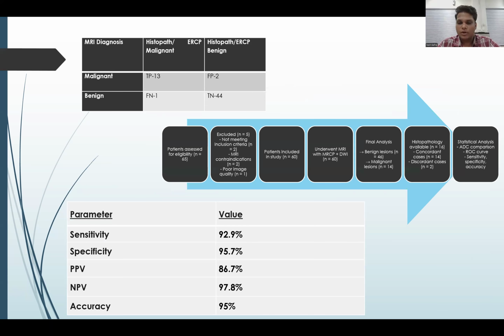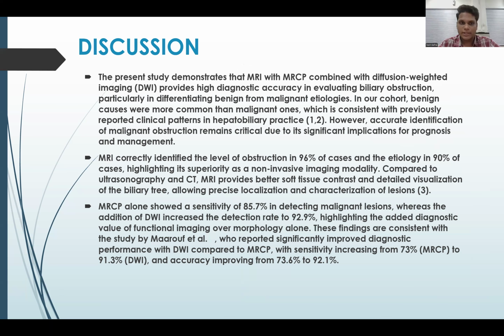So the sensitivity of the study was 92.9%, specificity 95.7%, positive predictive value 86.7%, negative predictive value 97.8%, while accuracy was about 95%. So, discussion. The present study demonstrates that MRI with MRCP combined with DWI provides a high diagnostic accuracy in evaluating biliary obstruction, particularly in differentiating benign from malignant etiologies.